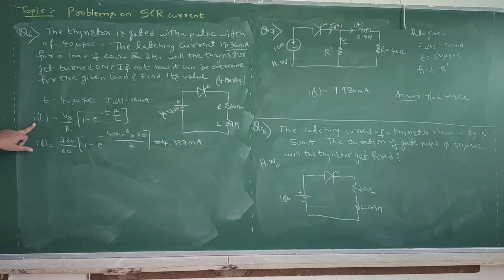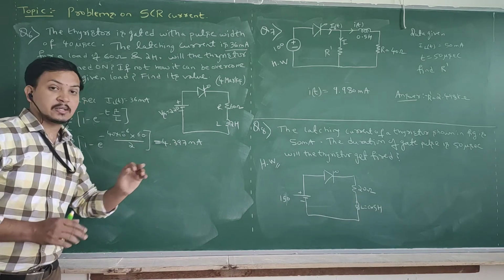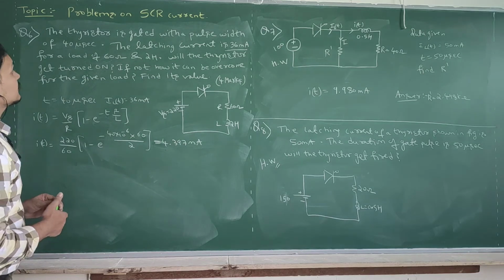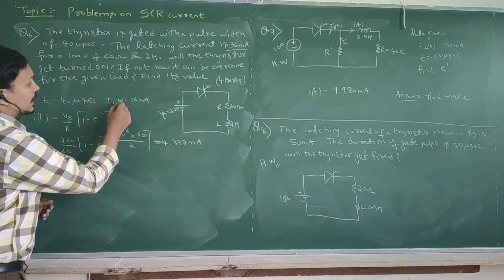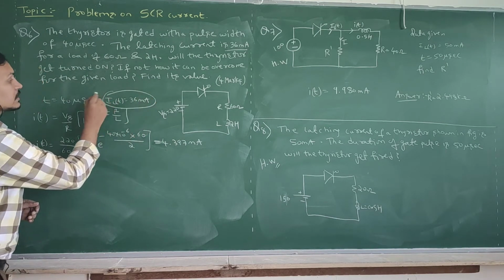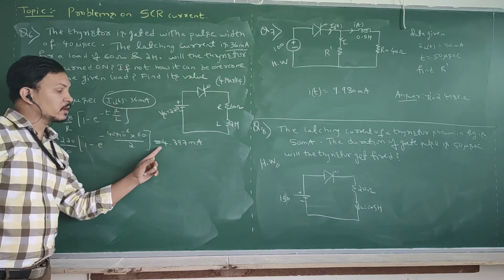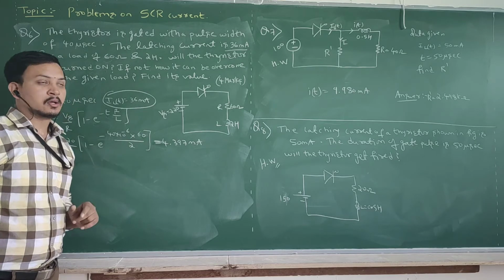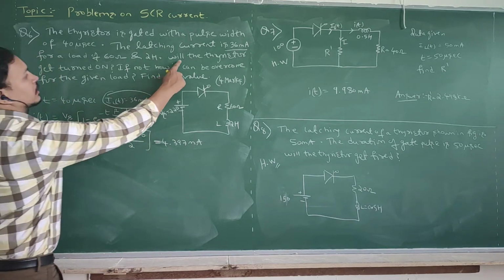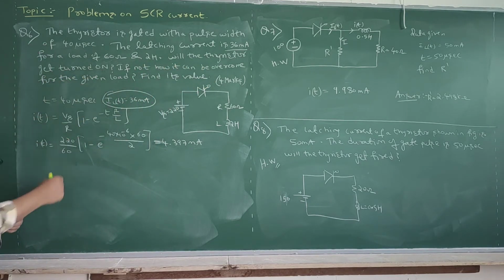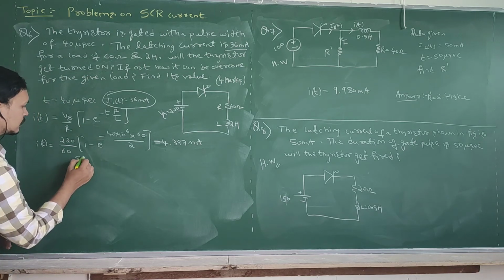See, what is your current? 4.397 milliampere. What is your latching current? 36 milliampere. So to trigger the SCR, you require this much current, 36 milliampere. What current did we get? 4.397. So they asked, will the thyristor get turned on? No. SCR not fired.